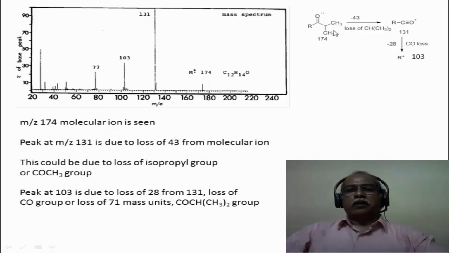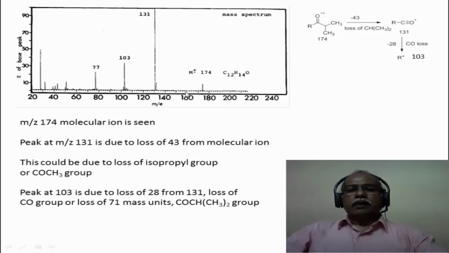This is an isopropyl ketone. We conclude that it is an isopropyl ketone mainly because of the loss of 71 mass units from 174 to 103. In other words, a sequential loss of first an isopropyl group followed by a carbonyl group leads to the conclusion that it is an isopropyl ketone kind of system. Loss of the propyl group, minus 43, gives you the acyl cation. Loss of the carbonyl functional group probably gives a stable cation, which is the 103 in this particular case.